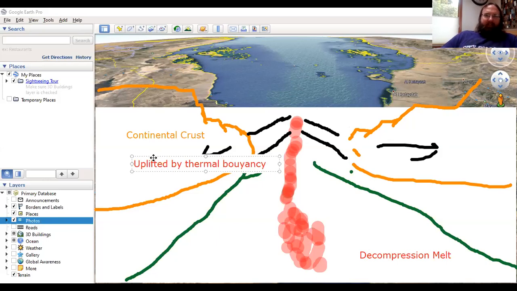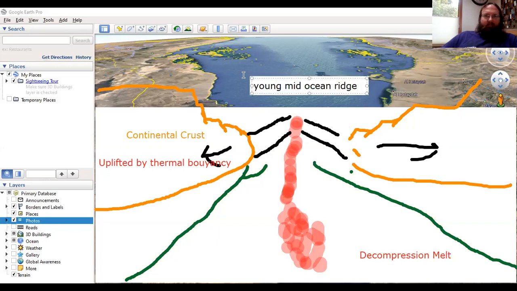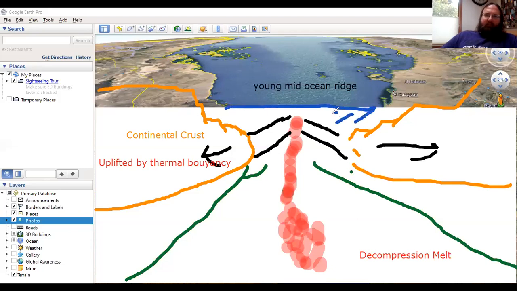Now your volcanism is focused at the little young mid-ocean ridge. Usually you have an ocean above it, and this mid-ocean ridge is spreading out and having fresh ocean crust being generated.